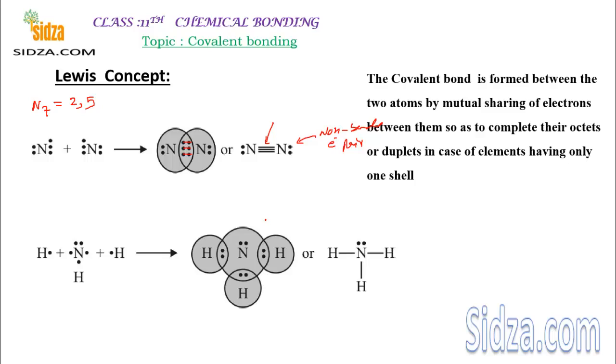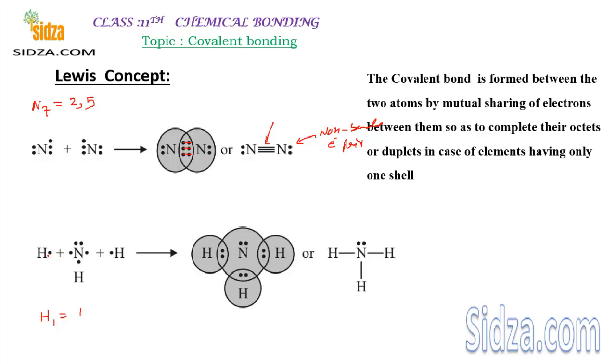Let's take here an example of ammonia. Nitrogen, as we know, is 3 electrons deficient, it needs 3 more electrons. Hydrogen here has 1 electron in the valence shell and it needs 1 more electron to complete its duplet, right? Because the first shell can contain a maximum of 2 electrons. Hydrogen has atomic number 1, so it has 1 electron in the first shell, so it needs 1 electron only.